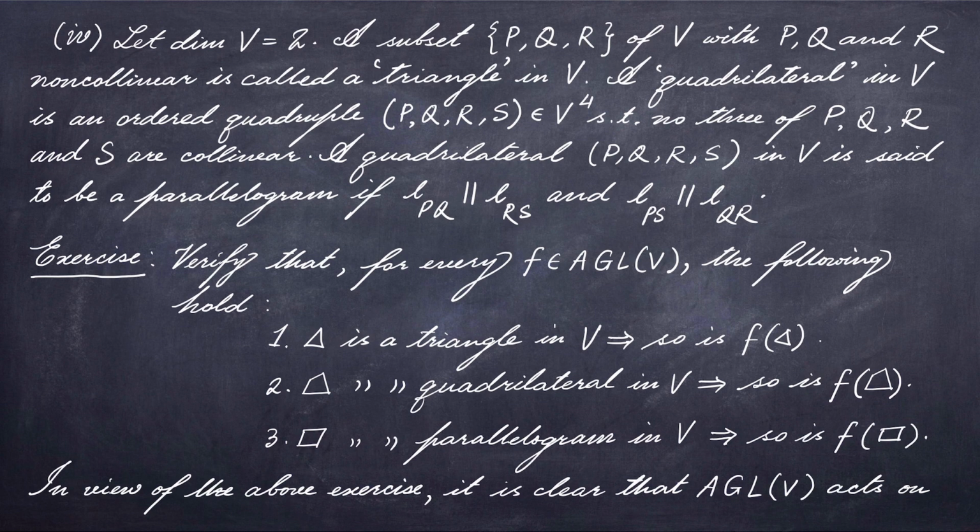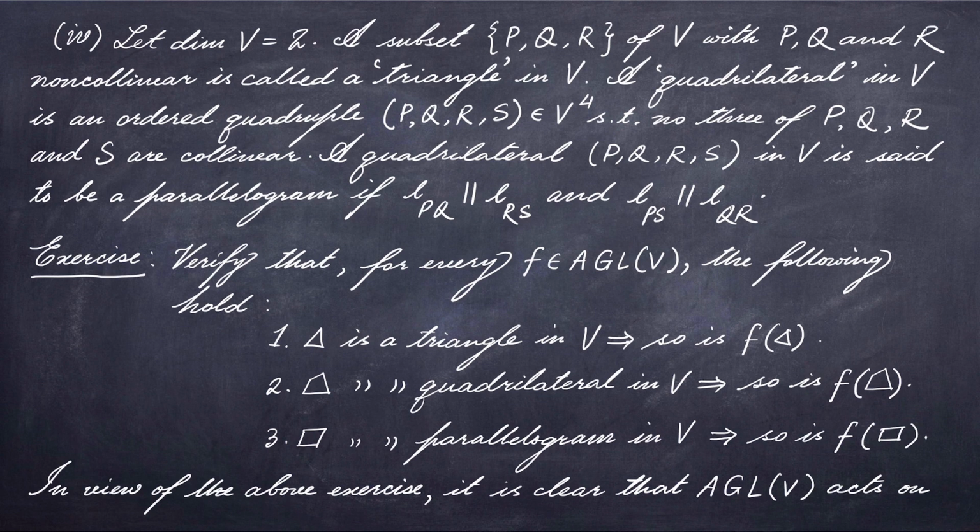So the next example is again quite geometric, and I hope you will be able to realize that you have seen this earlier in your school days, but now it is being presented in a somewhat formal and modern language. Here we consider a plane, that is a vector space of dimension 2. A subset {P, Q, R} with P, Q, R non-collinear is called a triangle in V. The reason for calling it a triangle is that given any 3 non-collinear points P, Q, R, you can immediately see a triangle in the usual sense with these 3 points as vertices.